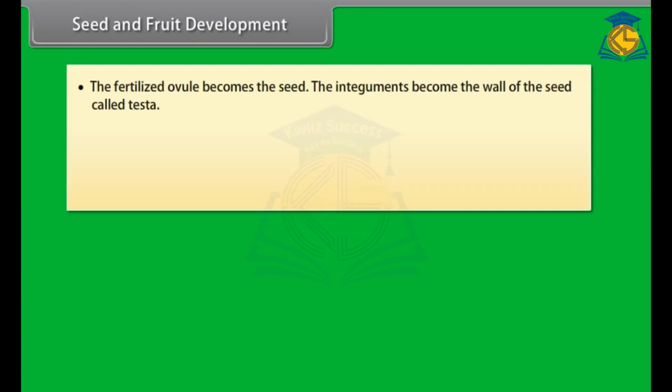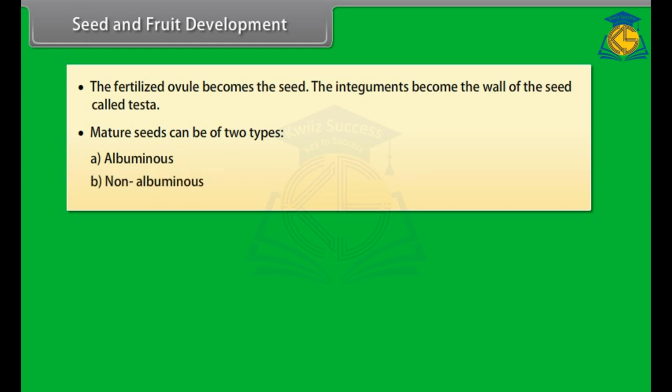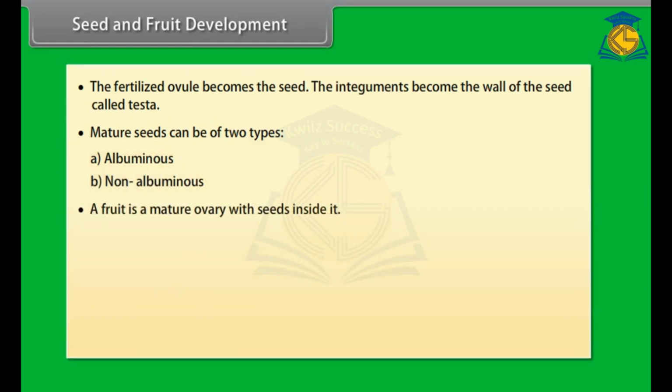The fertilized ovule becomes the seed. The integuments become the wall of the seed, called testa. Mature seeds can be of two types: A. Albuminous, B. Non-albuminous. A fruit is a mature ovary with seeds inside it.